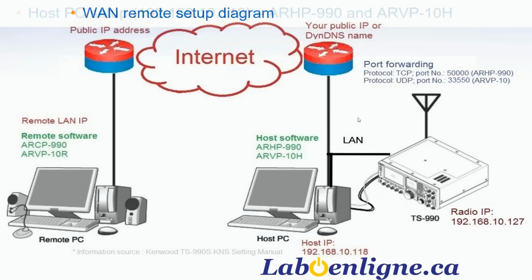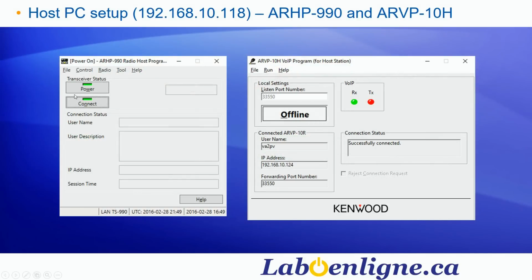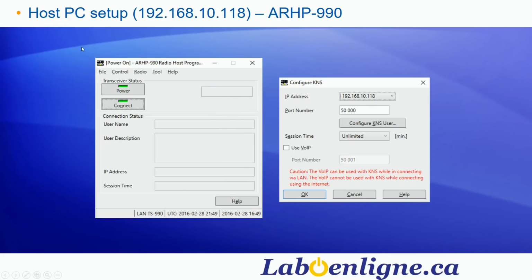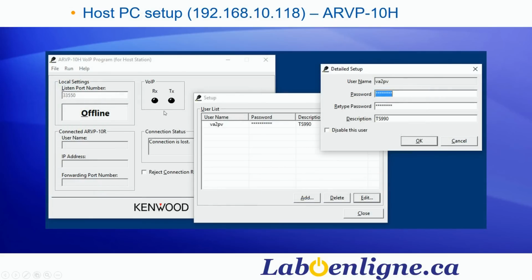So you need to look for your type of router, what you need to do to configure the port forwarding. On the host PC now, you still have the ARHP-990, which you already have configured, and you have the ARVP-10H you need to install. The first software is the ARHP-990. The only difference is you go to setting into the KNS and you unclick the use VoIP, because you cannot use it through the WAN. And then you configure the voice software, by just setting up and adding a user. Simple as that.